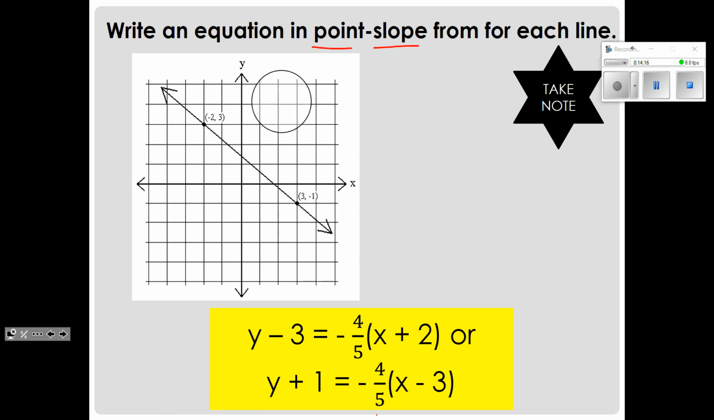I hope this helps you to write equations in point slope form and to convert them into slope intercept.